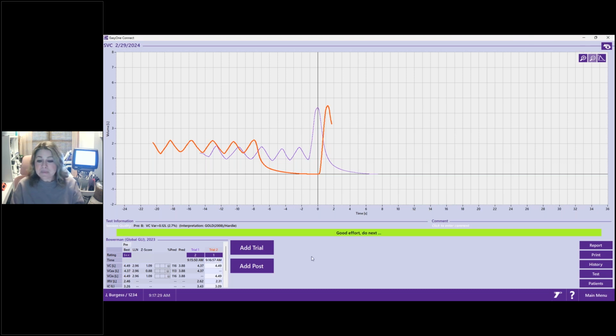All right. Again, in the real world, we would complete the trial with 1 more test, but because we want to make sure we focus on the multiple breath washout test, I'm going to go ahead and end my session here with SVC and move on to the multiple breath washout test.